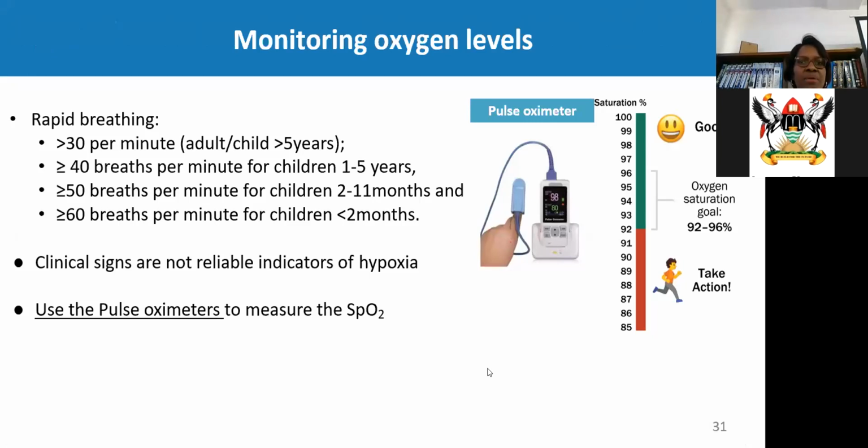So for measurement and monitoring of oxygen levels, as I said, the breathing rate and clinical signs are not very reliable indicators of hypoxemia compared to oxygen saturation measurements. So we can use them if we don't have a pulse oximeter, or if we can afford to get the pulse oximeter, we should use them in combination with the pulse oximeter reading.